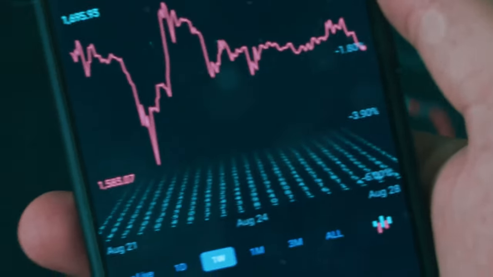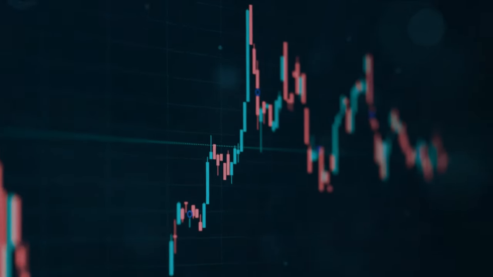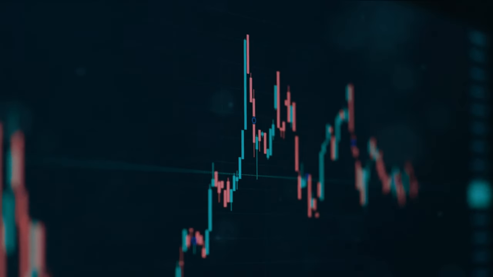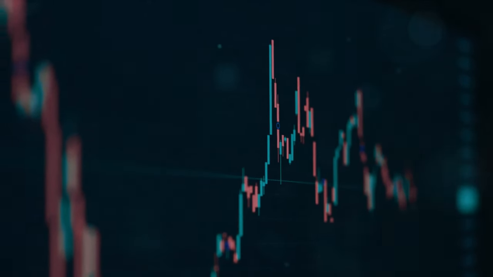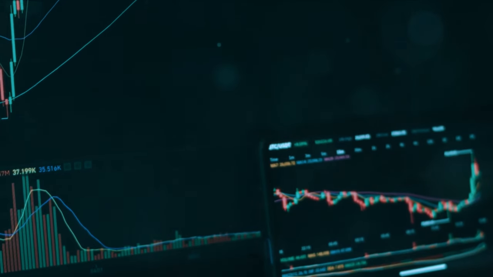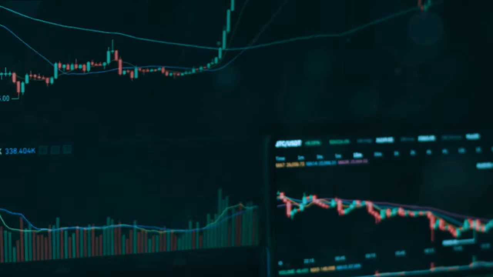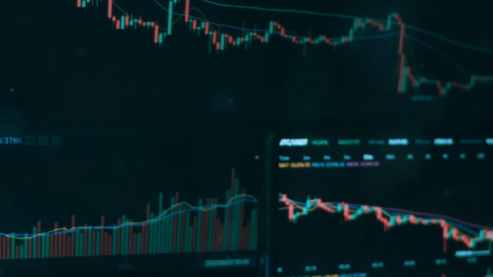Traditional trading relied heavily on human intuition and experience. But with the advent of AI, the game has changed. Today's trading algorithms can analyze vast amounts of data at lightning speed, identifying trends and making predictions far beyond human capabilities. This ability to process and act on information in real time is redefining our approach to trading.